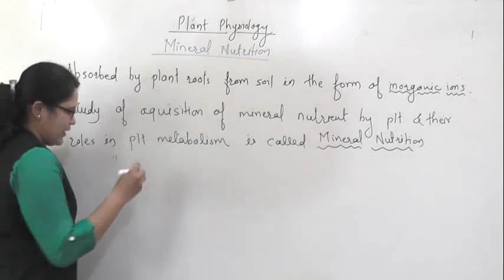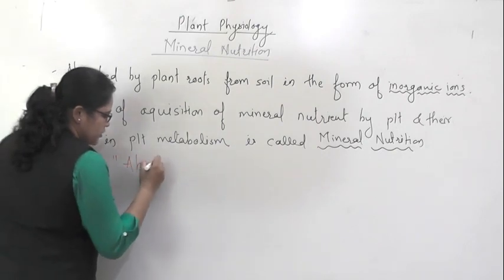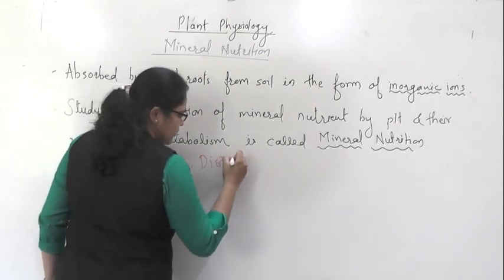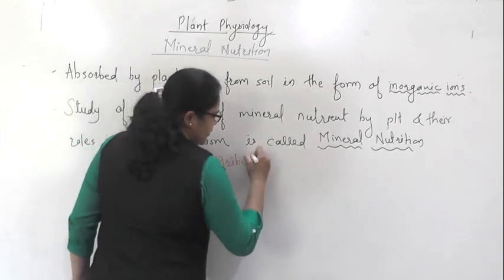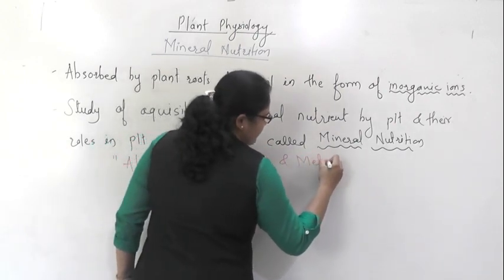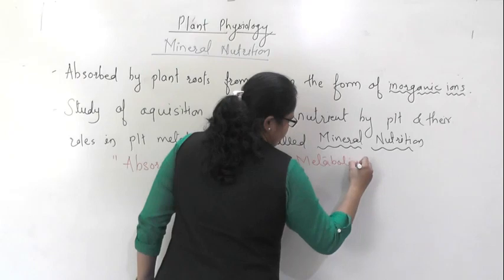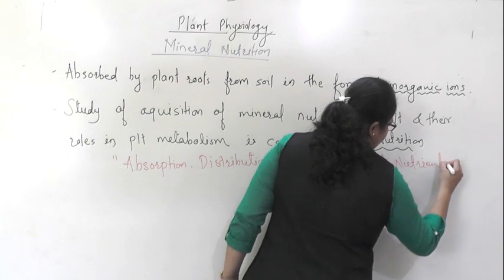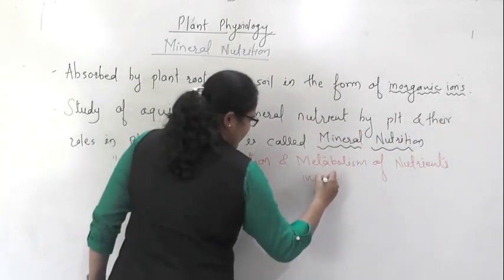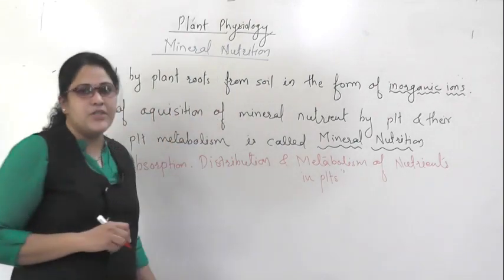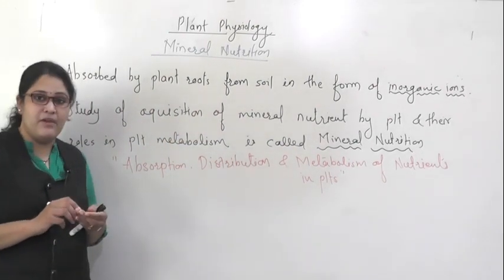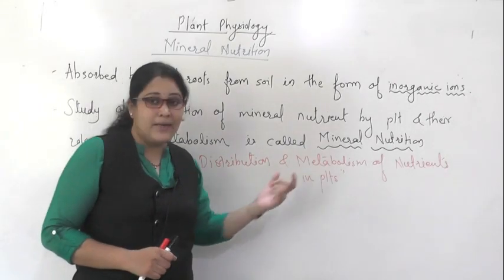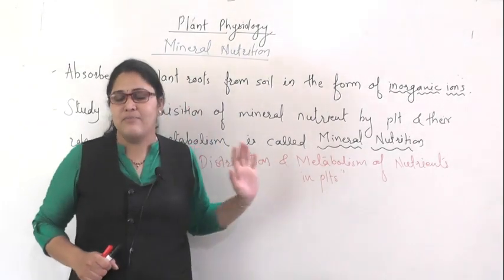So we can also define it as absorption, distribution and metabolism of nutrients in plants. So in a simple way we can define mineral nutrition as absorption, distribution, metabolism of nutrients. We will try to understand the meaning of all these terms.